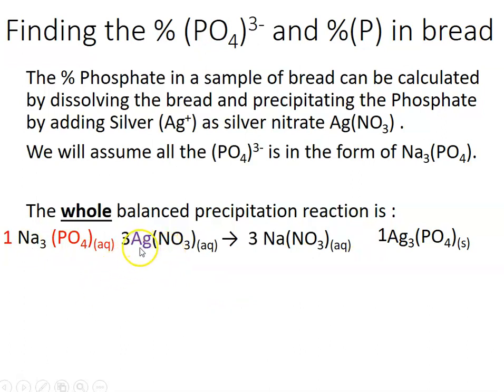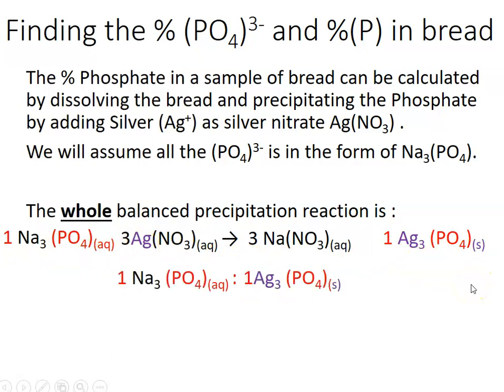It's good to highlight the sodium and the nitrate we're not worried about. It's the silver ions that are catching the phosphate from the bread and making silver phosphate. So that's actually what we're interested in, just those ions. And that ratio between the phosphate in the bread, the sodium phosphate, and the silver phosphate is a 1-to-1 ratio.